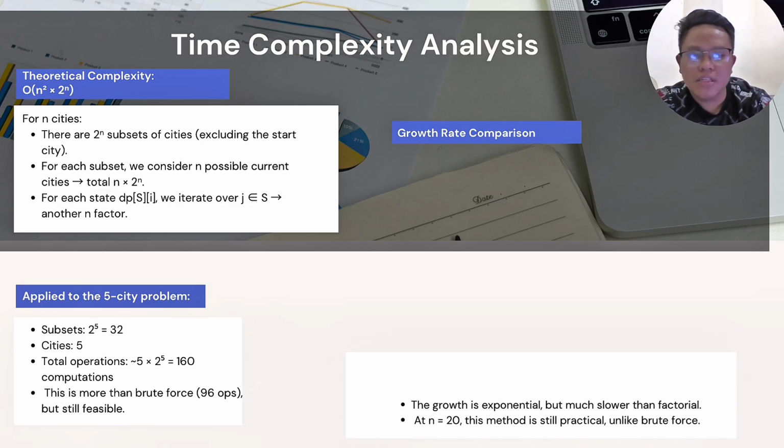So the growth is exponential but much slower than factorial. And at n equals 20, the method is still practical, unlike brute force.